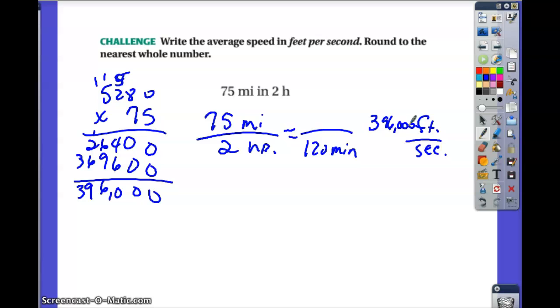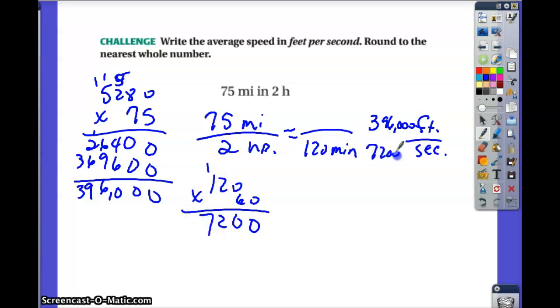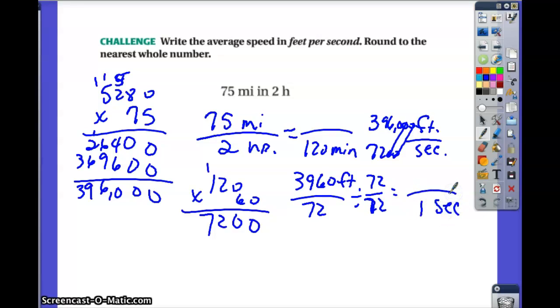So let's convert 120 minutes to seconds. There's 60 seconds in a minute. So 0, 0, 6 times 2 is 12, 6, 7,200. Alright, we can knock off these zeros, so now we end up with 3,960 feet in 72 seconds. So let's divide by 72. So that's going to be 1 second. 3,960 divided by 72.